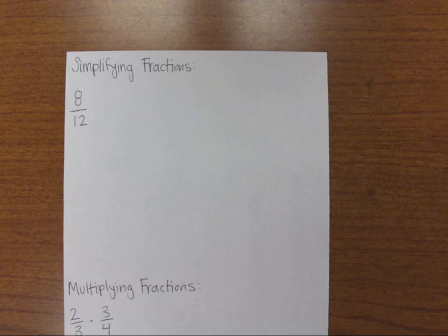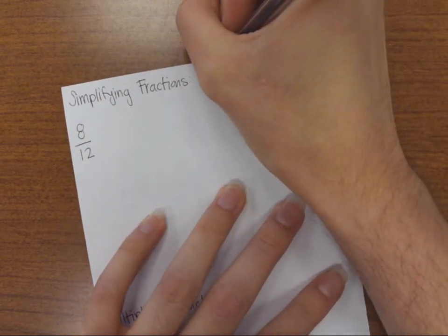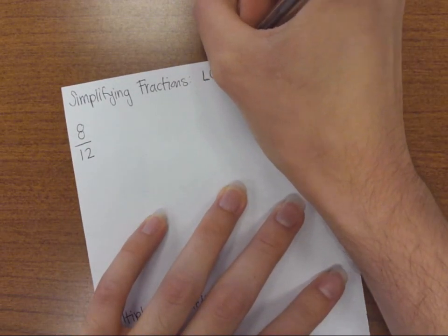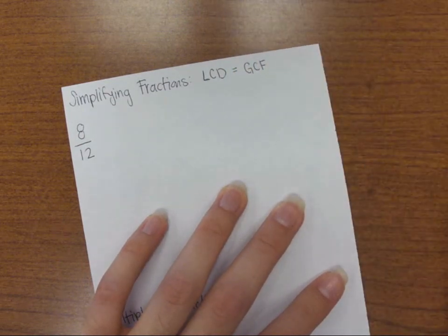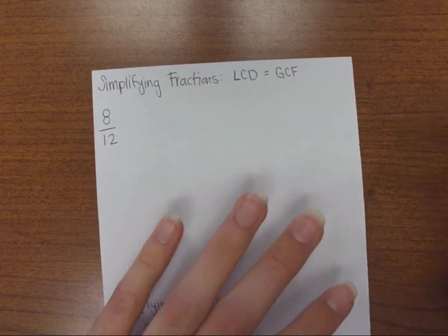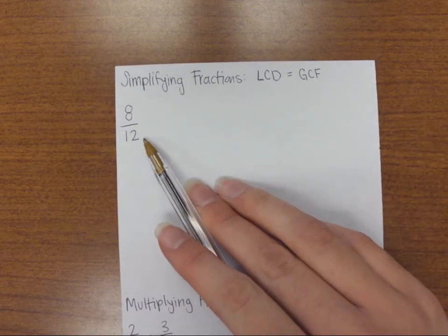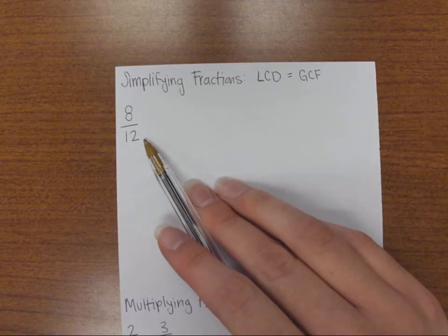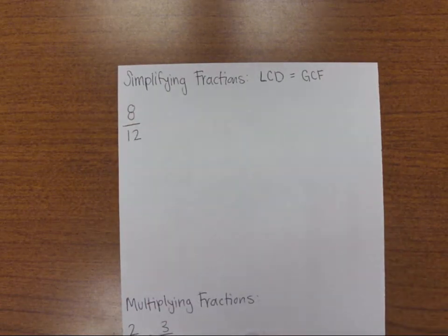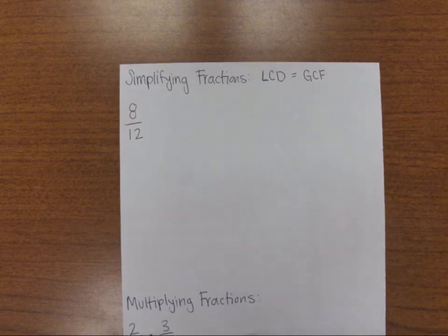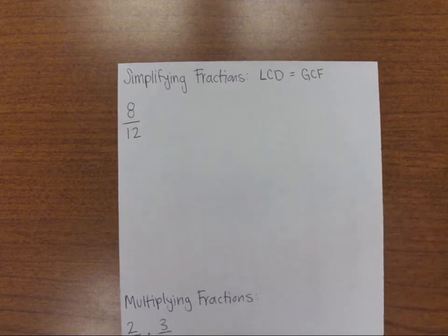To do that, there's a few different ways, but the best way is to find the least common divisor, which we represent with LCD, and that's the same thing as our GCF, our greatest common factor. Okay, so if we are given the fraction 8 over 12, and we want to simplify this, you might already be able to see that a 4 is going to go into both of those. But let's say you couldn't see that right off, or maybe these were really big numbers and you didn't know.